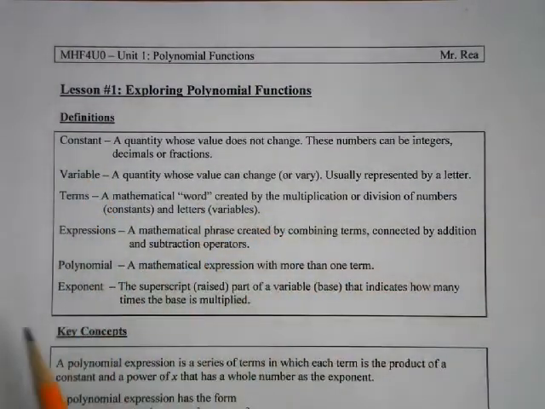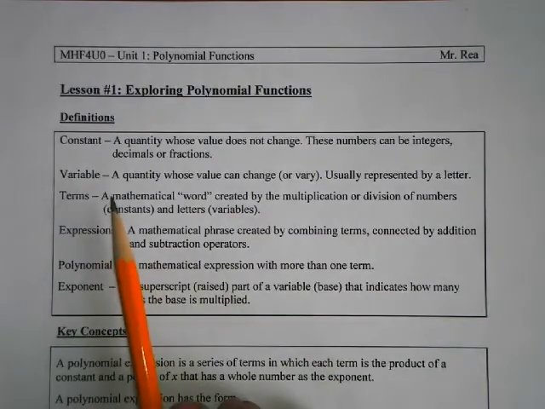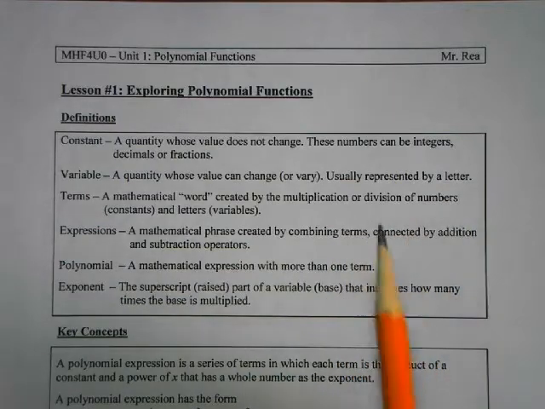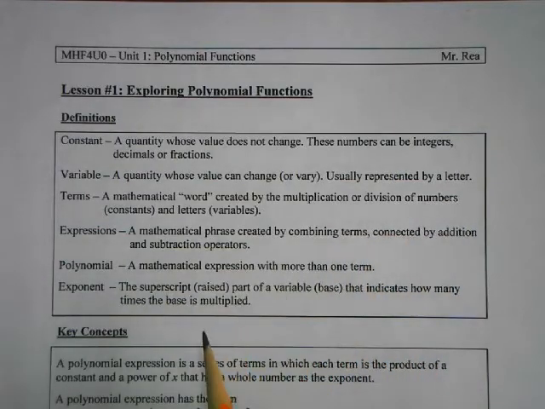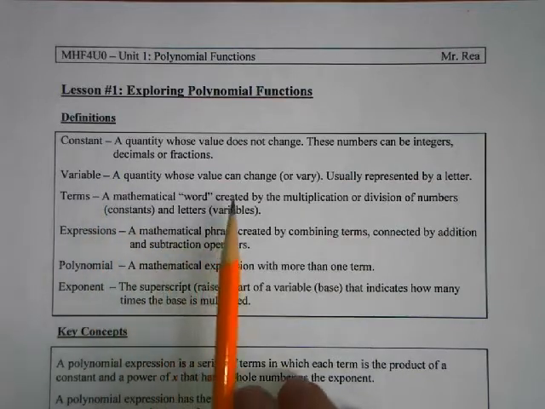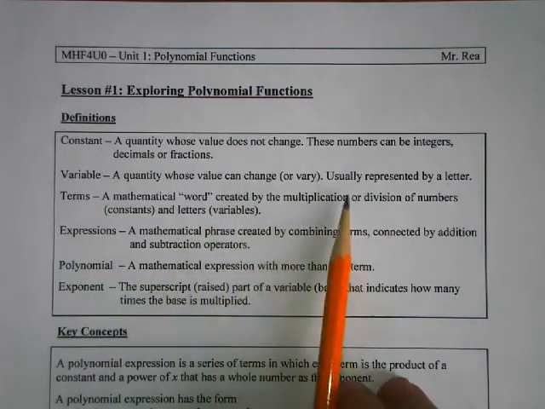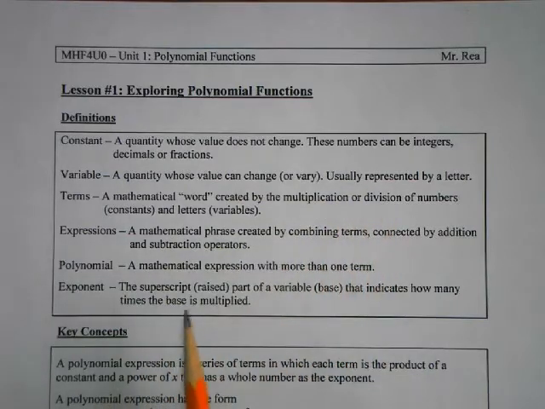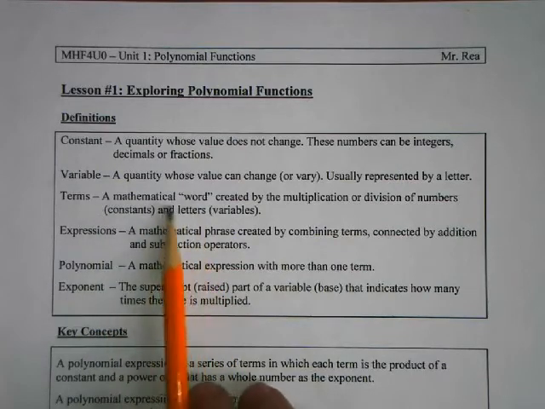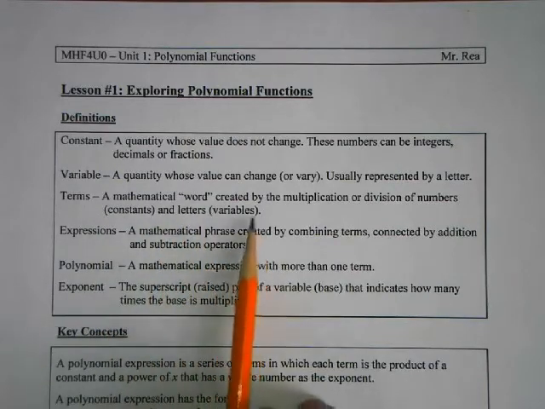Okay, so just a few quick definitions here. Most of these should be very familiar to you. I just want to make sure we're all on the same page. A constant is a quantity whose value does not change, and these are numbers, which could be integers, decimals, or fractions. A variable is a quantity whose value can change or vary, usually represented by a letter, x, theta, y, etc.